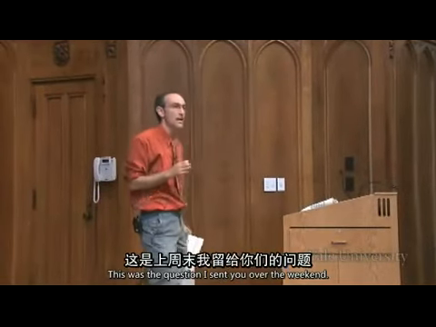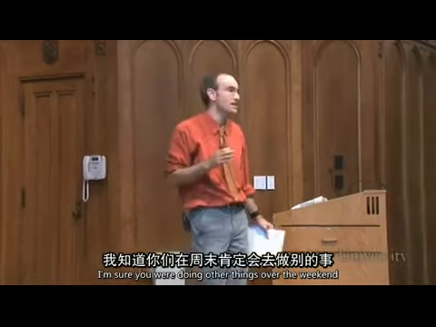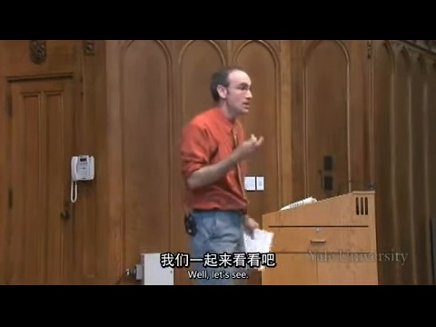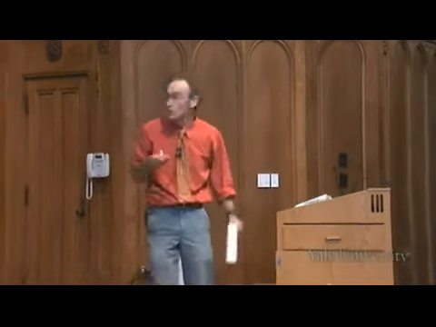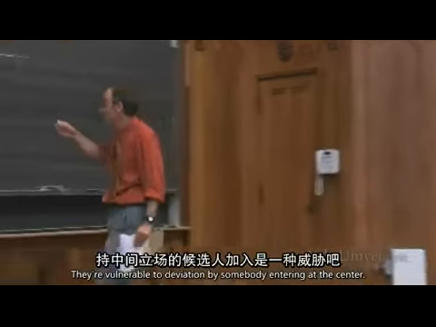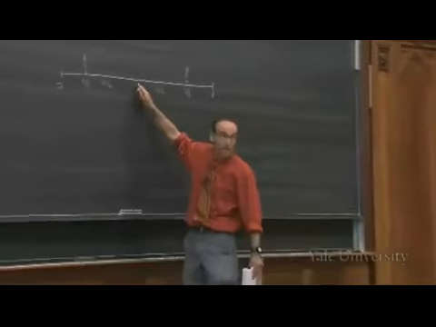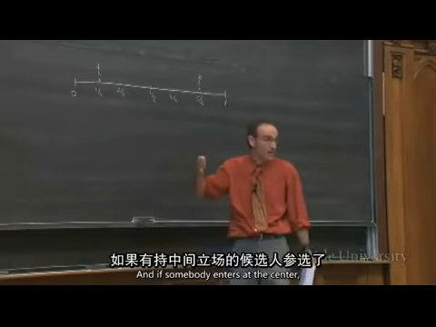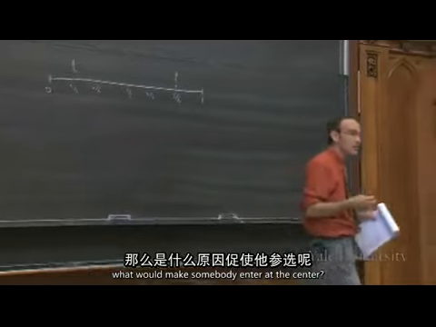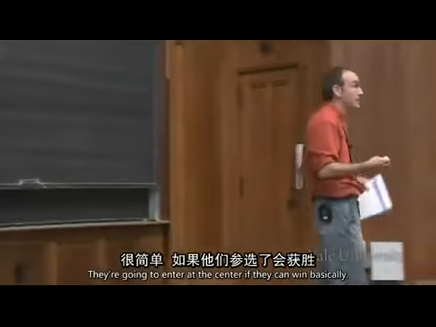This was the question I sent you over the weekend. I'm sure you were doing other things over the weekend. But nevertheless, why is this the answer? Well, let's see. What are they vulnerable to? They're vulnerable to deviation by somebody entering at the center. And if somebody enters at the center, what would make somebody enter at the center? They're going to enter at the center if they can win, basically.